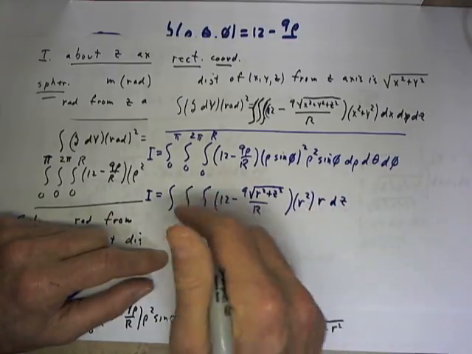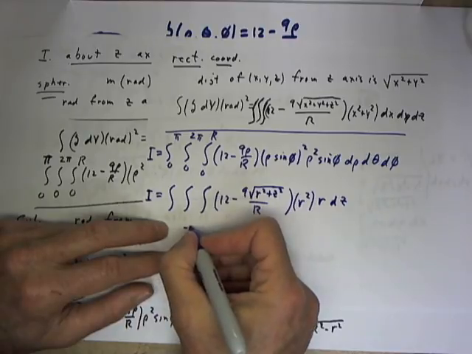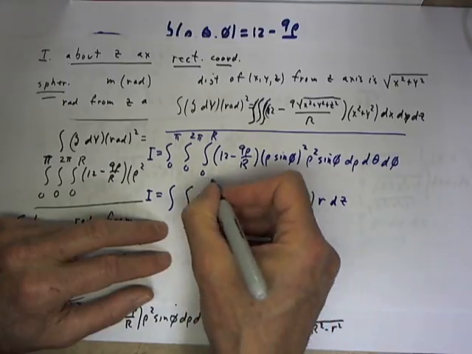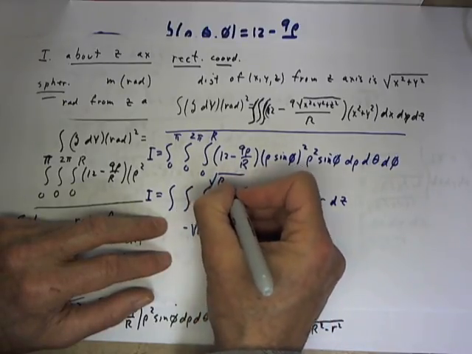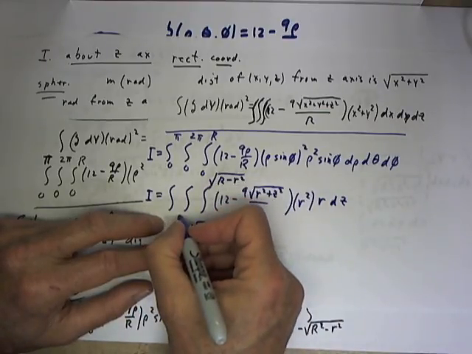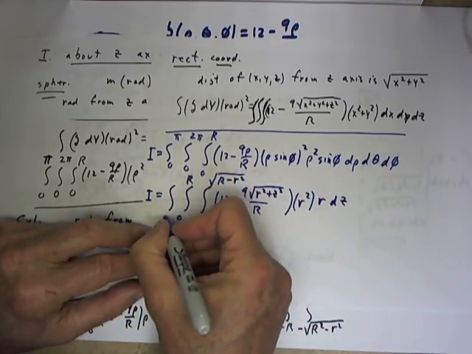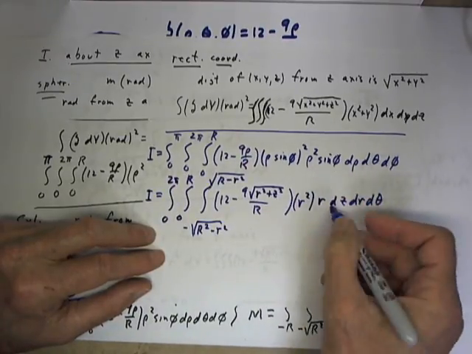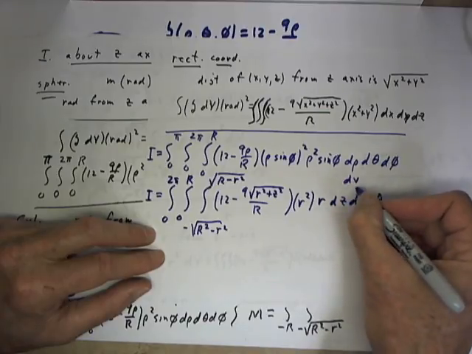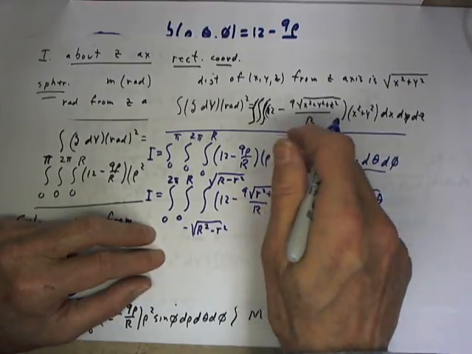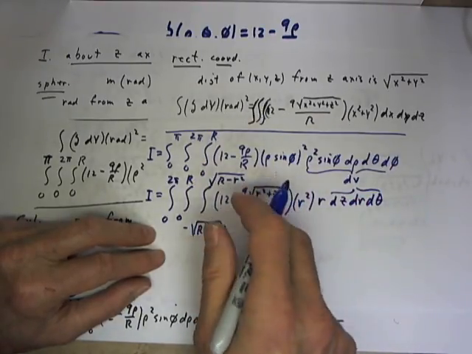This r is part of our volume increment. Our z goes from negative square root of big R squared minus little r squared to the square root of big R squared minus little r squared. And then we'll integrate with respect to r and with respect to theta, so that we have our entire volume increment here, just as we do up here. We have our distance from the axis squared, and we have our density function.